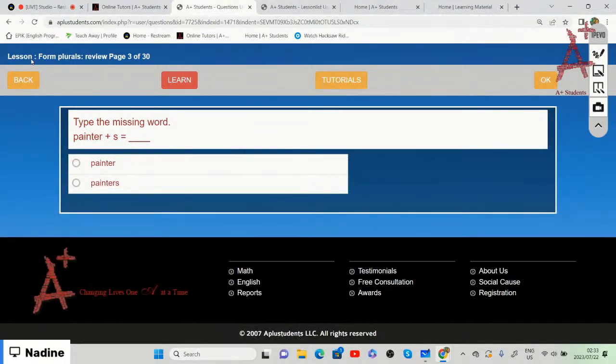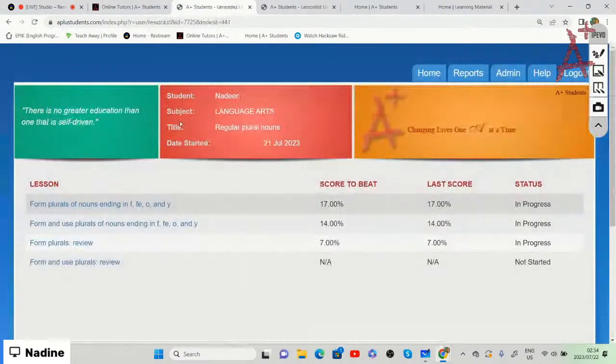We have painter plus S. Painter plus S is painters, right? Because we added an S. So painters.